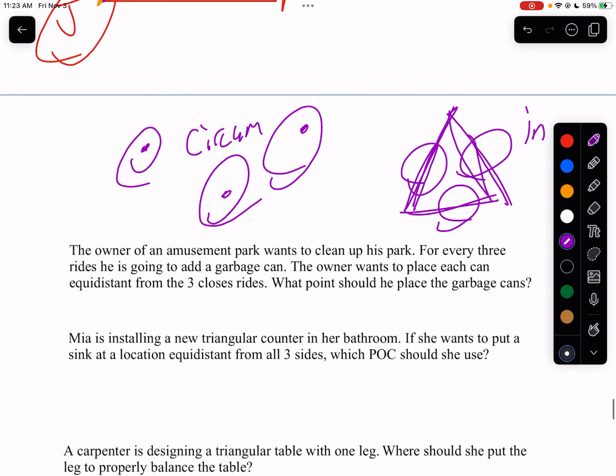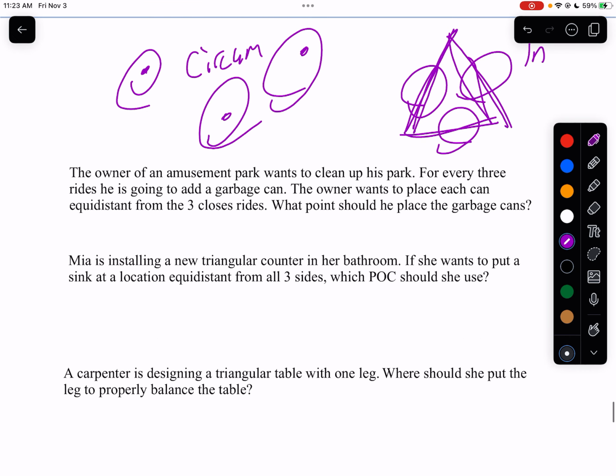So the first one is the owner of an amusement park wants to clean up his park. For every 3 rides, he's going to add a garbage can. He wants it equidistant from the 3 closest rides. Well, would rides be points on a map or lengths on a map? They would be points. So those would represent points. This would be your circumcenter, to be equidistant from the points.